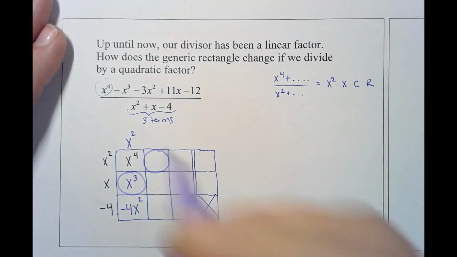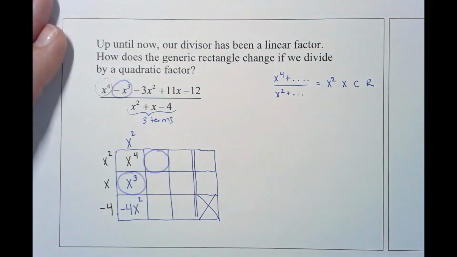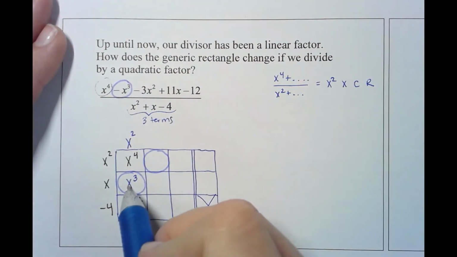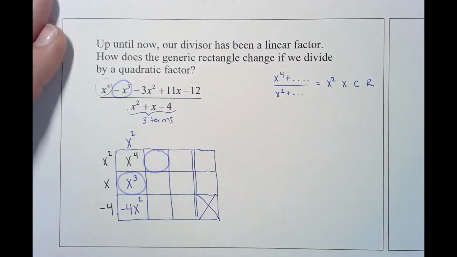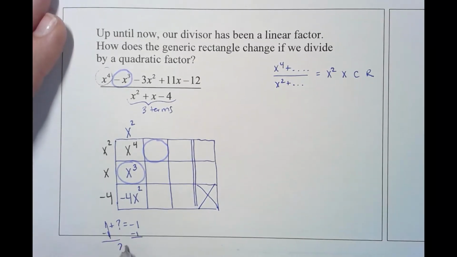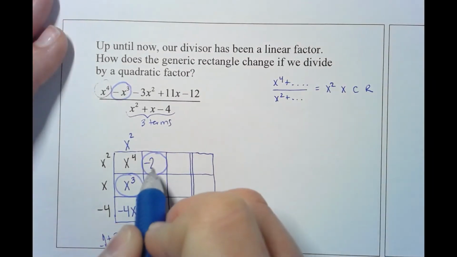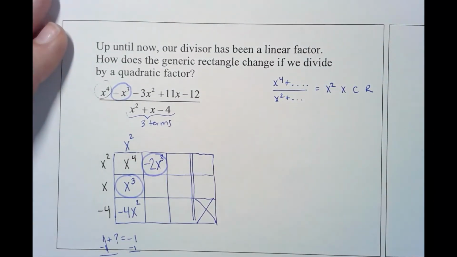Oops, let's circle this. These are my x cubes. So right now I have 1x cubed, but I need a negative 1x cubed. So we could go off to the side of our paper and say 1 plus what gives me negative 1. And so if I subtract that 1, I get question mark equals negative 2. So if that helps, then by all means, let's do that.